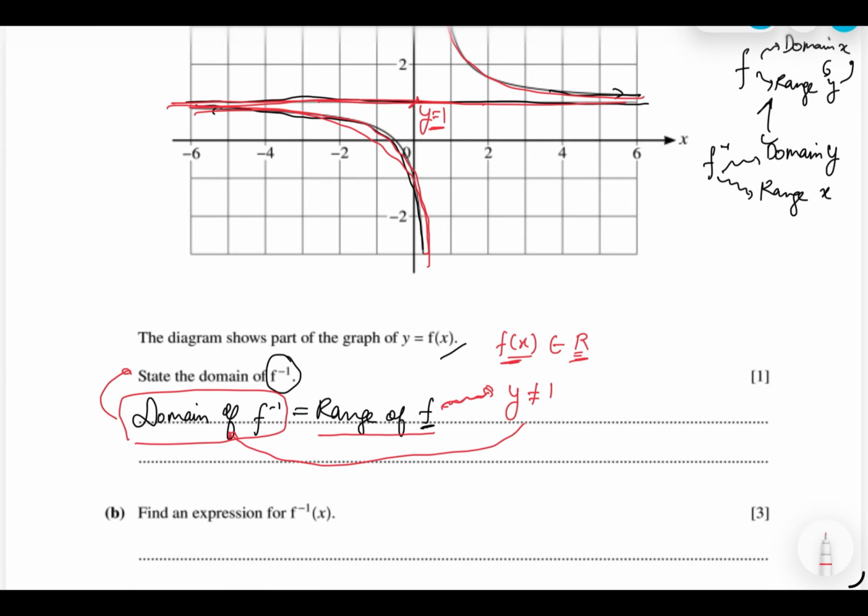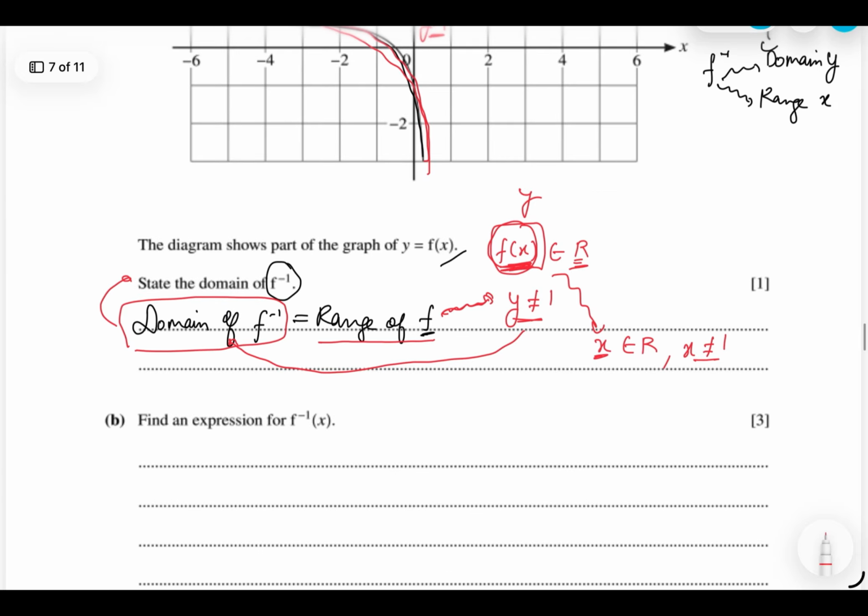What the question was asking, it would be x belongs to the real numbers. We are not using f(x), we use this for the range. We use x for the domain. x is the input and f(x) is the output. We call f(x) y as well. Okay, x belongs to the real numbers and x is not equal to 1. See, not equal to 1. We got this one. Find an expression for f inverse of x.